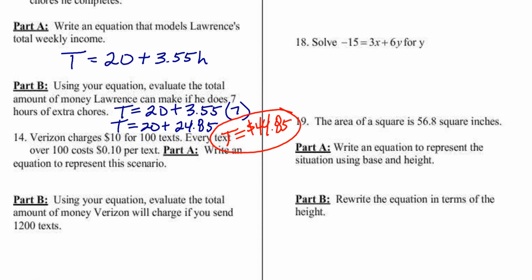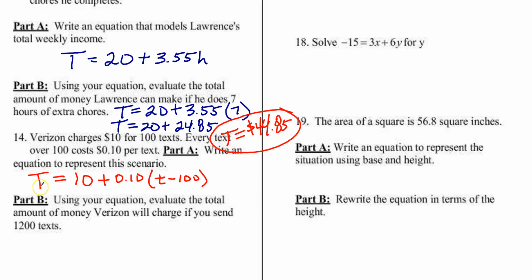14. Verizon charges $10 for 100 texts, and then every text after that is an extra 10 cents. So write an equation to represent this scenario. So the total cost, T, is equal to $10 for the first 100 texts plus 10 cents for every text after the first 100. So that means we have the number of texts we send minus 100. So we're only paying for extra texts after the first 100.